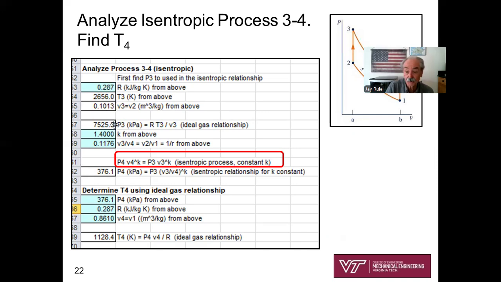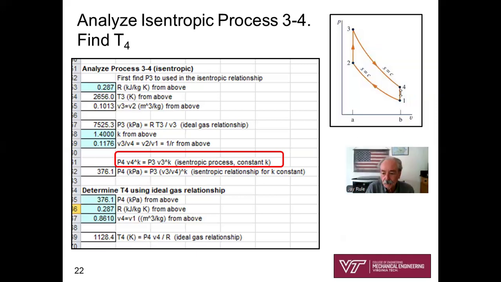I need to find a P3, don't I? So I use the ideal gas relationship to get P3, 7525.3 kPa. So I needed P3 in order to go into my isentropic relationship. Again, plug and chug, solve for P4, 376 kPa. Okay. Wow. So let's see. I've got P4. Do I have V4? Yeah, that V4 is just V1. V4 equals V1. So I can solve for T4. T4 is 1128 degrees K. You see where we're headed?